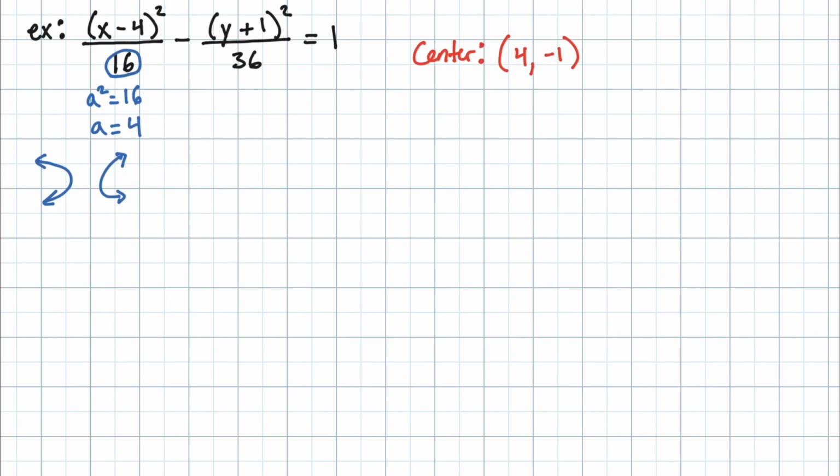So that tells me that from the center, this a value is going left and right, which means that the x-coordinate is going to change by that 4 in each direction. So my vertices: 4 minus 4 is 0, and the y-coordinate doesn't change. 4 plus 4 is 8, and the y-coordinate doesn't change.